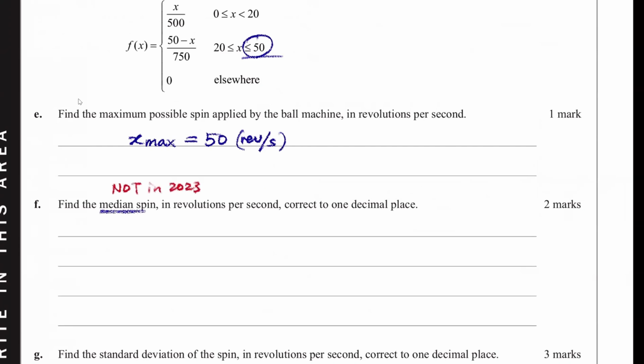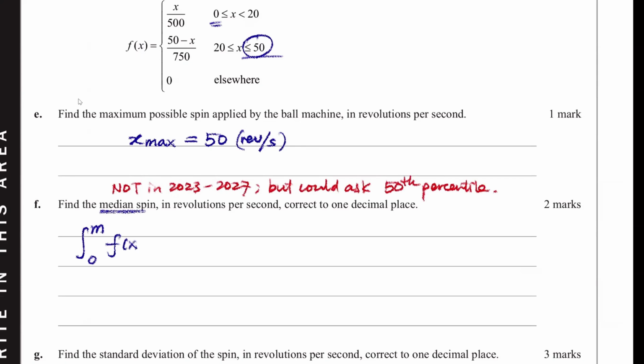Not in 2023 to 2027, but they could ask, 50th percentile, okay? So this is just talking about integrating from 0 to m, because the effective domain has 0 as the smallest value. The integral of f of x dx equals 0.5. And then you get the m value, and I round it to 1 decimal place, something like that.